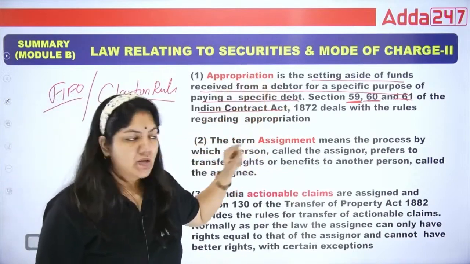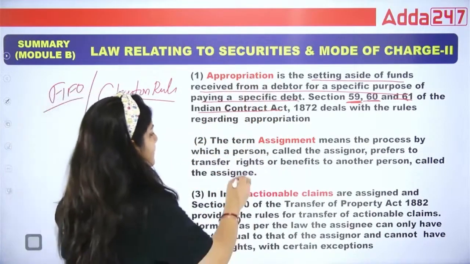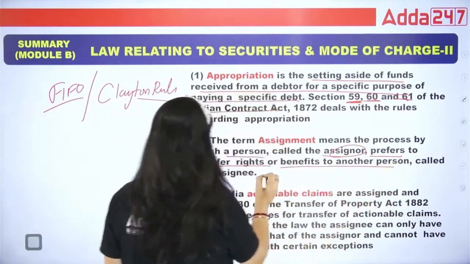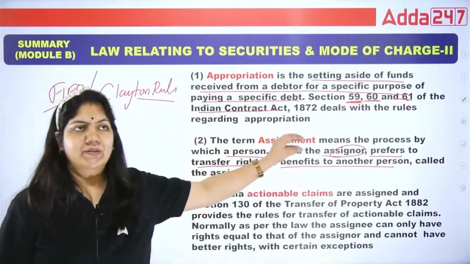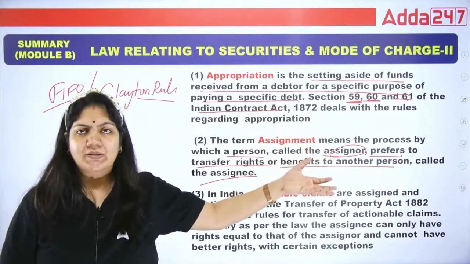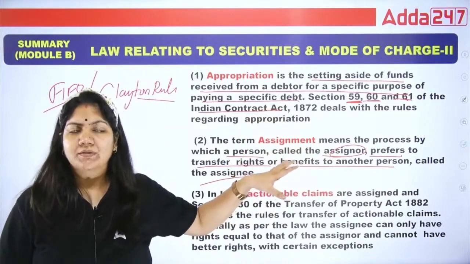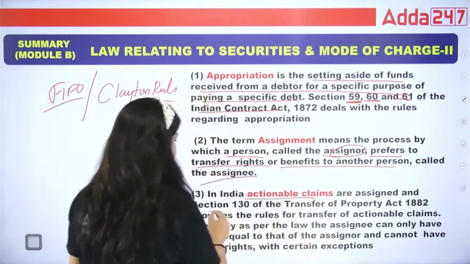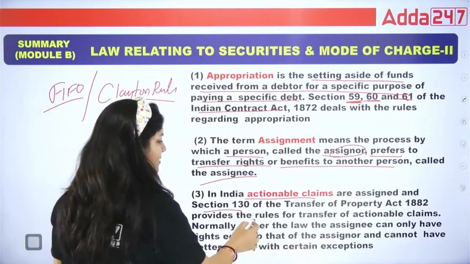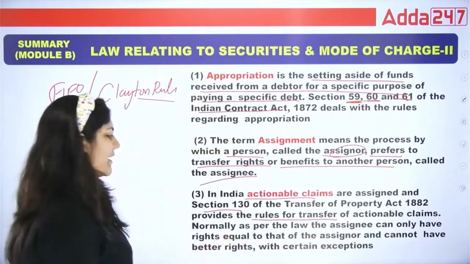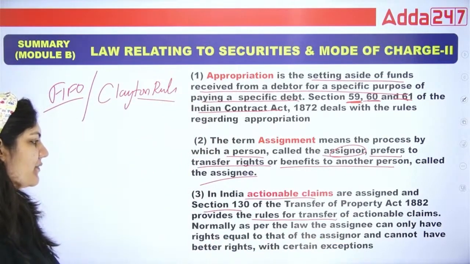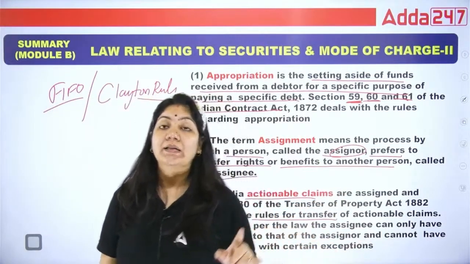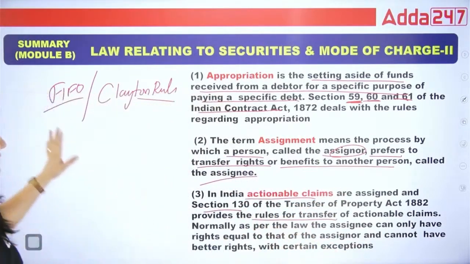What is assignment? Assignment is the process by which a person called the assignor transfers rights and benefits to another person, called the assignee. That generally happens when the bank purchases the insurance and the bank is the guarantor of the person. This is called assignment. Actionable claim: Section 130 of the TP Act provides the rule for transfer of actionable claim. Normally, as per law, the assignee can only have rights equal to those of the assignor, and cannot have better rights, with certain exceptions. An actionable claim is a claim that always arises in unsecured debt. That's it.